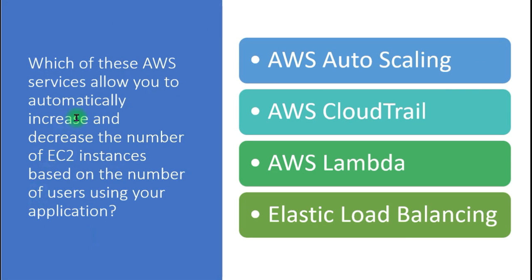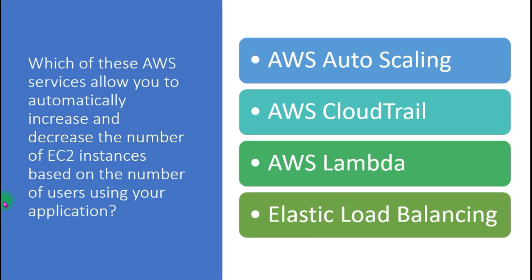In this question, they are asking which of these AWS services allow you to automatically increase and decrease the number of EC2 instances based on the number of users using our application. The options we are having: AWS Auto Scaling, AWS CloudTrail, AWS Lambda, Elastic Load Balancer.